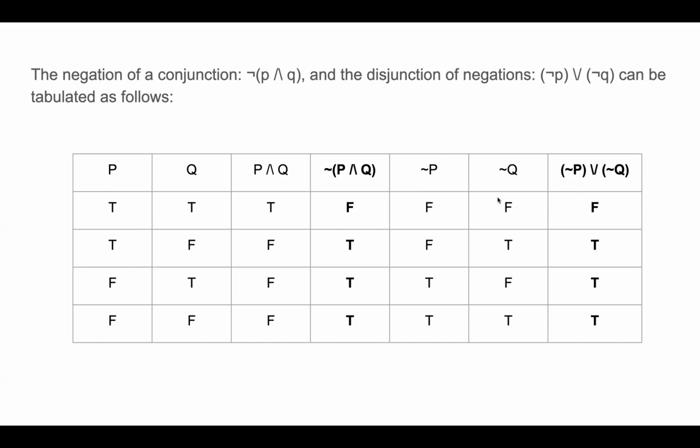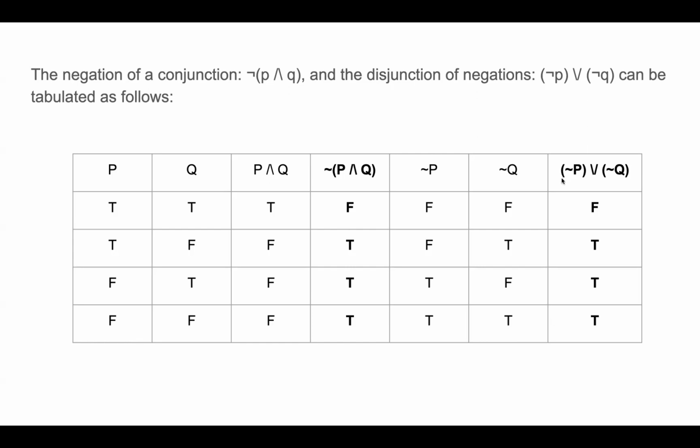Then negation P is false, negation Q is true. Either of these two is true, so this value will be true. Then negation P is true, negation Q is false. Either of these is true, so negation P or negation Q will be true. And in the last row, negation P is also true and negation Q is also true, so negation P or negation Q is true.